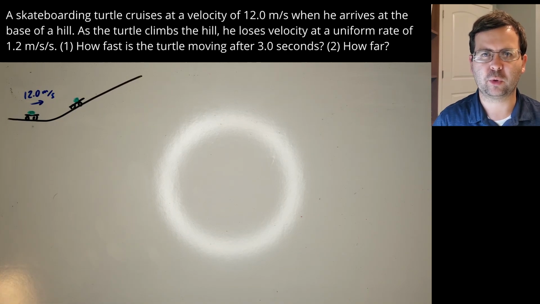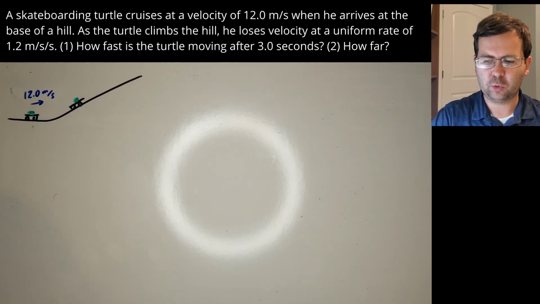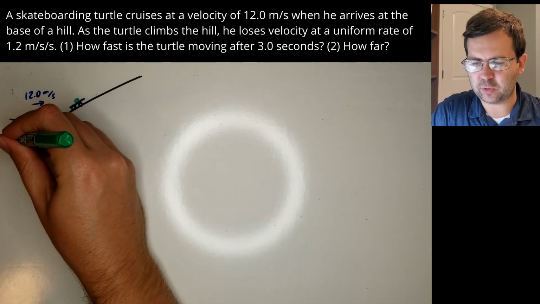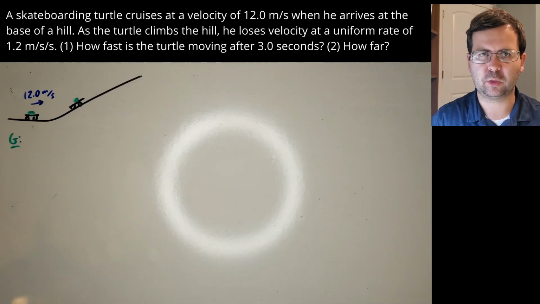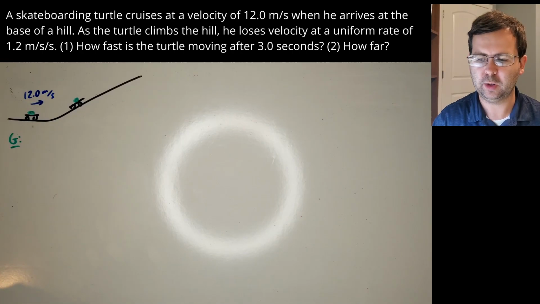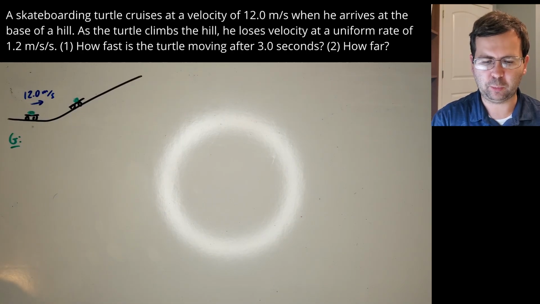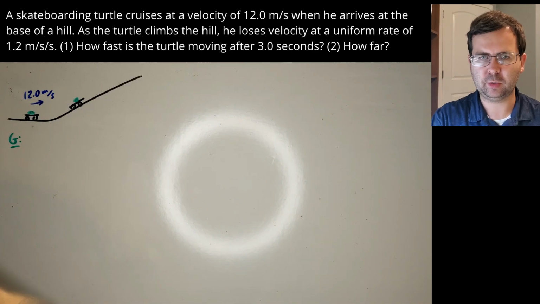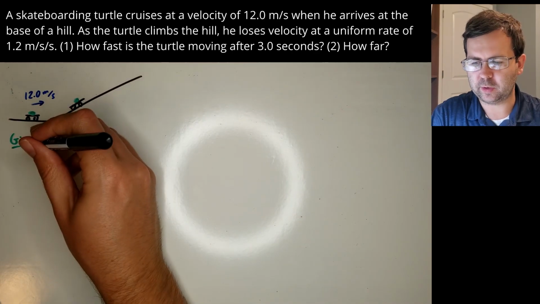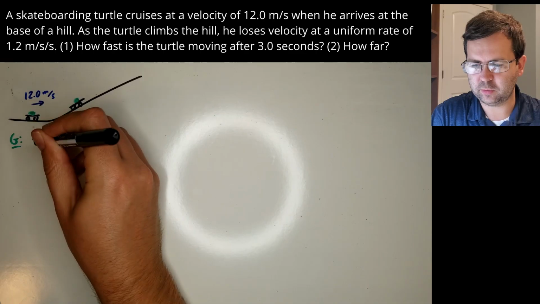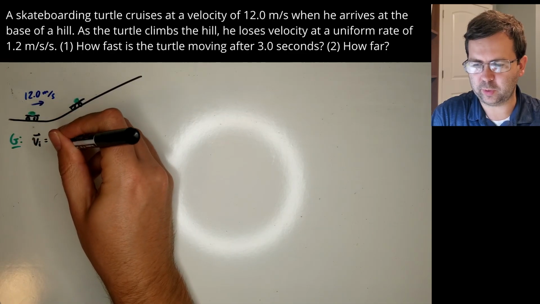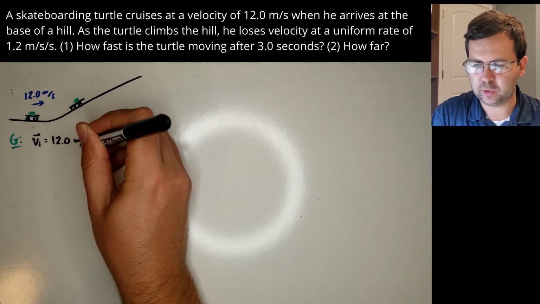Let's answer this first question first. It says, how fast is the turtle moving after 3.0 seconds? We're going to use the GUESS method here, which is my way of thinking through a problem. It doesn't solve all our problems, but it helps us get a starting point. For the G step, we write down all of our given information. We know that the initial velocity of the turtle before he starts slowing down is 12.0 meters per second.